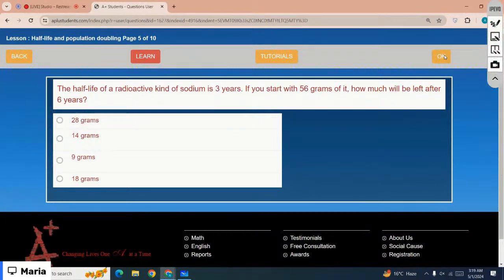The next one: the half life of radioactive sodium is 3 years. If you start with 56 grams of it, how much will be left after 6 years? So which is the correct option?